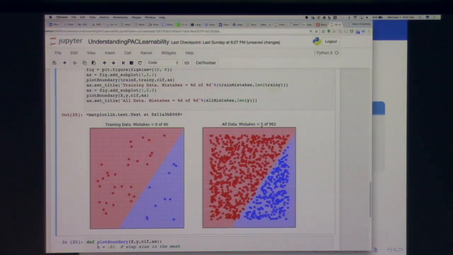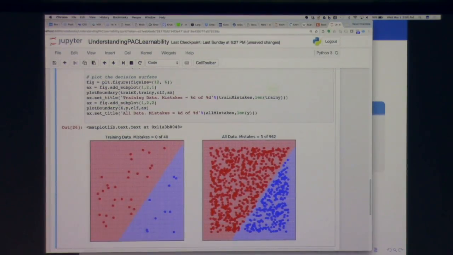So this is what we call epsilon. Because this is 5 divided by 962, which is our true error, right? So we want to put a bound on that, right? And then what we want to do is we want to say every time I pick some data, I want my algorithm to learn such that it always makes less than 5 mistakes. Let's say 5 by 962 is my epsilon, right?